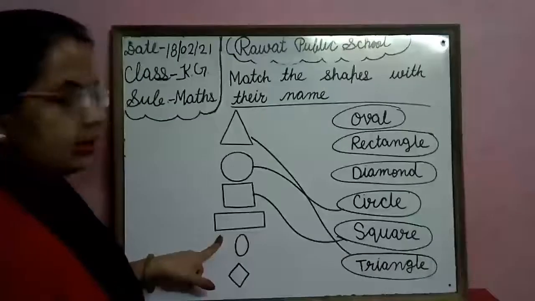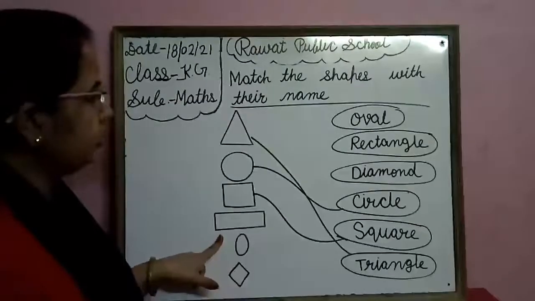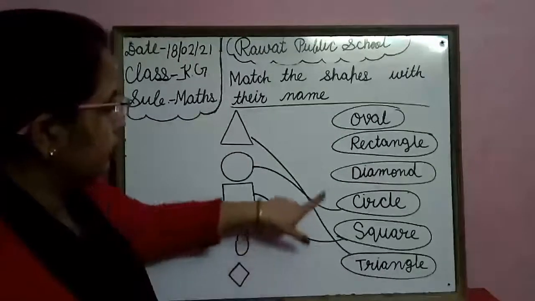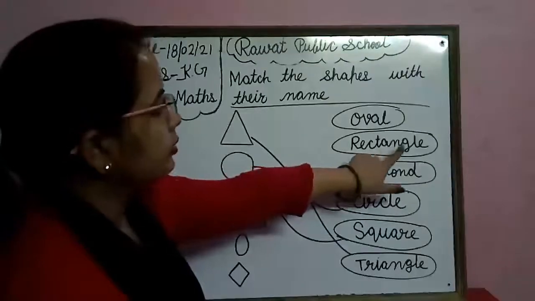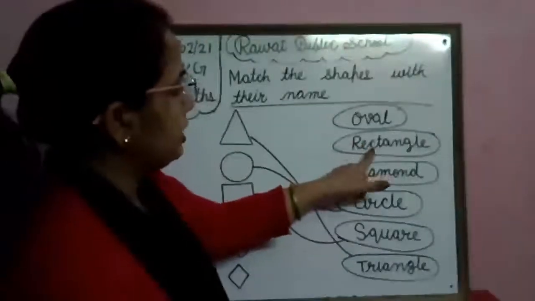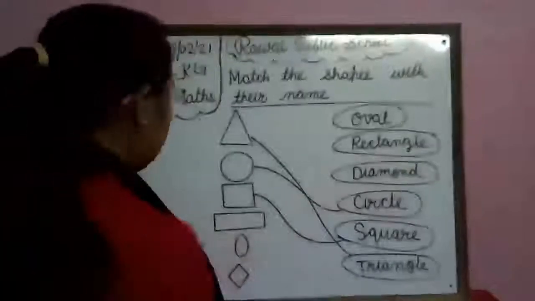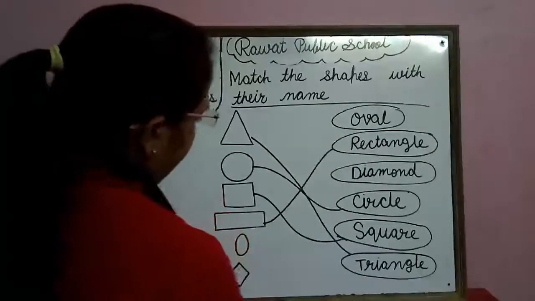Which shape is this? Rectangle. Match the rectangle with their name. This is R-E-C-T-A-N-G-L-E, rectangle. So match the rectangle with their name.